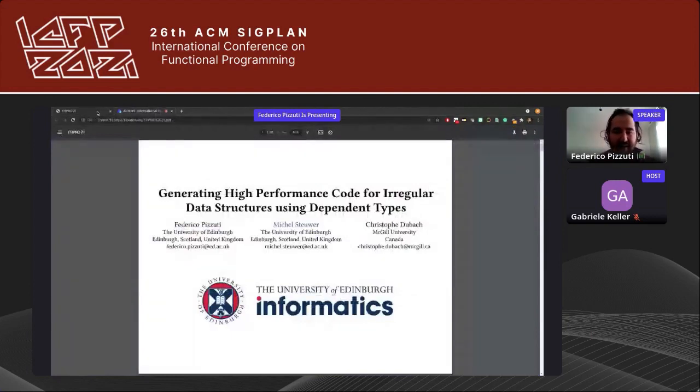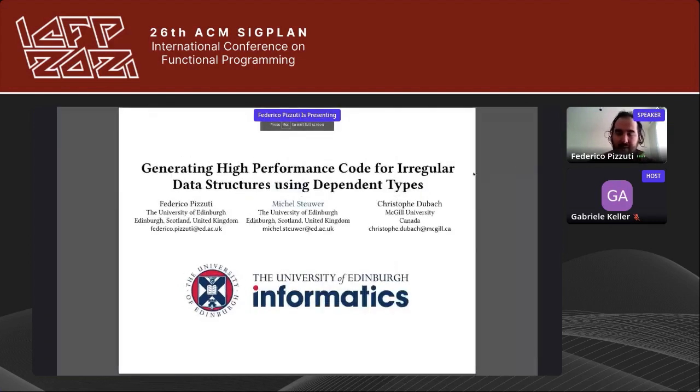Well, hi. My name is Federico Pizzuti. I present my work with my two supervisors, Michel Stueyer and Christophe Dubach. We're going to talk about generating high-performance code for irregular data structures using dependent types.